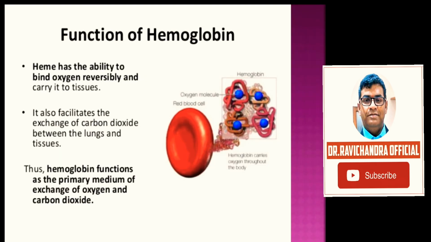Coming to the functions of hemoglobin, heme acts to bind oxygen reversibly and carries oxygen to the tissues. It also facilitates the exchange of carbon dioxide between the lungs and tissues. So the function of hemoglobin is mainly that it is the primary medium of exchange of oxygen and carbon dioxide.